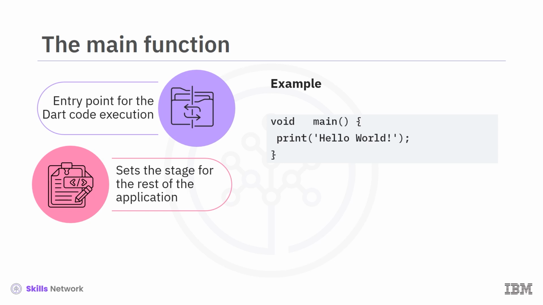Here, the main function acts as the entry point of the Dart application, and the print function outputs the text to the console. In this case, void indicates that this function will not return anything. Also, notice that the function does not take any input parameters. However, it prints the output text as "Hello World."